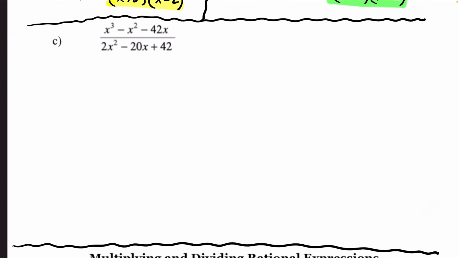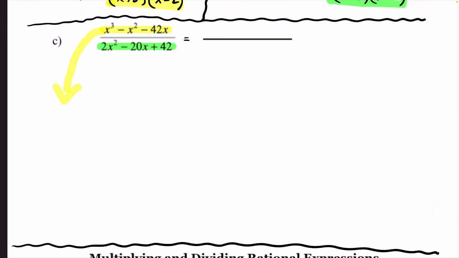Okay. So we have a numerator on top, denominator on bottom. Big question again. Start with the yellow. Is the yellow monomial, binomial, or trinomial? Trinomial. So we're going to do exactly the same steps we've been doing. Nothing's going to change. They won't always be trinomials, but this one is.